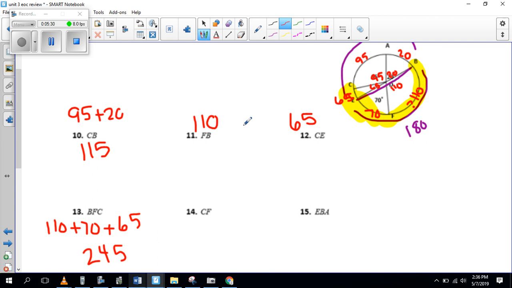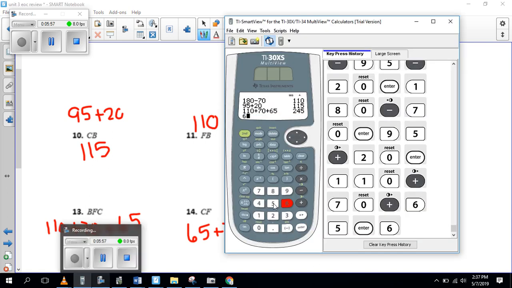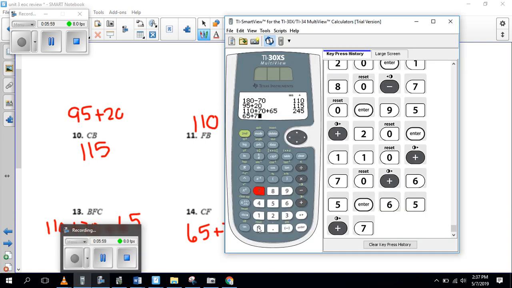Okay, so let's try CF. Let me get my highlighter again. From C to F, it's two letters, so most likely I know it's a minor arc. And look what it has highlighted for me, 65 and 70. So all you do is add those up. We get our calculator, 65 plus 70, and we come up with 135.